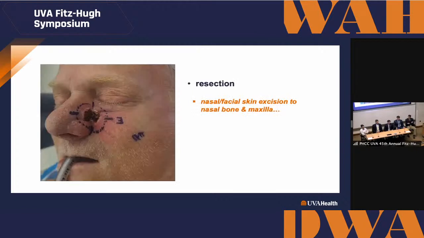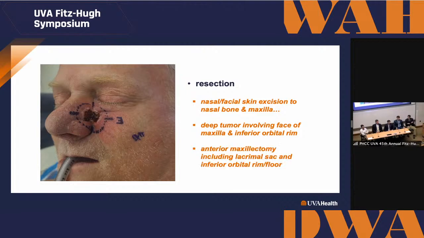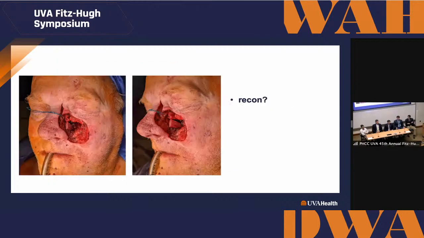So here he is on the table, and we draw this out as a prediction and then resect to negative margins. And it ends up that when we take out the skin, down to the nasal bone and maxilla, there's deep tumor clearly involving the face of the maxilla and extending up into the bone of the inferior orbital rim. And so we essentially perform an anterior maxillectomy and remove the lacrimal sac, part of the inferior orbital rim and floor. And he looks like this.